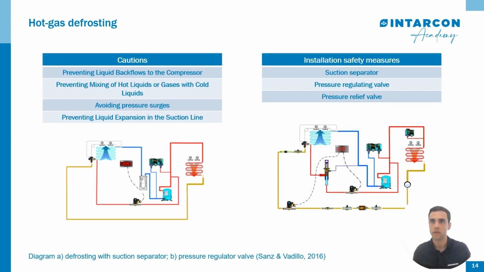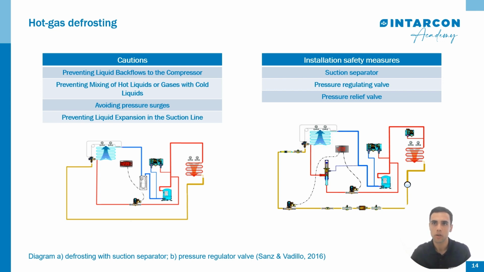To ensure safe and efficient operation of hot gas defrost, certain precautions are essential. Prevent liquid backflow to the compressor. It is crucial to ensure that only hot gas and not liquid returns to the compressor, as liquid can cause serious damage. Prevent mixing of hot gases or liquids with cold liquids. This helps to reduce implosion phenomenon and vapor collapse, which can damage the system.